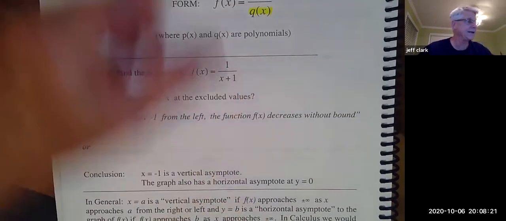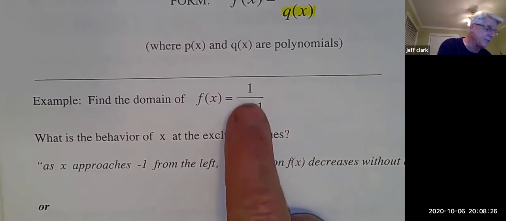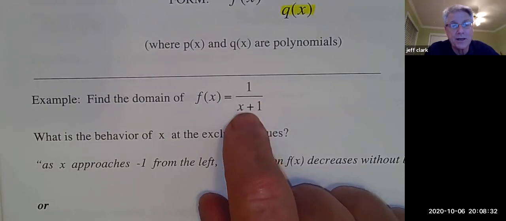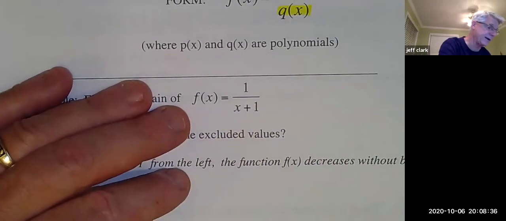For instance, when I zoom in here, this may not look like a polynomial function in the numerator, but it is. It's a polynomial of degree 0 because there's no variable. This one's a polynomial of degree 1 because there's a degree right here of 1.